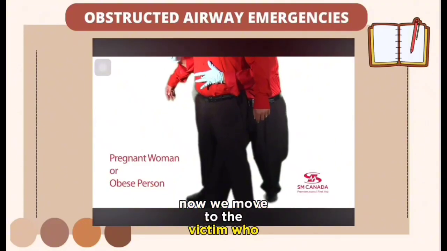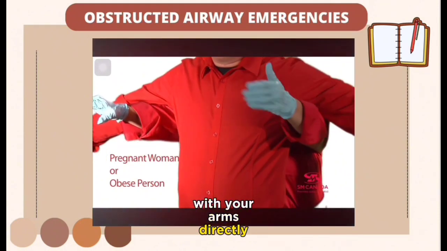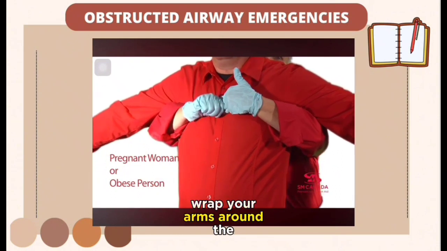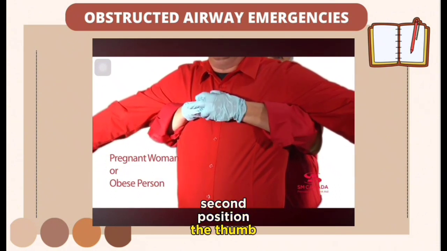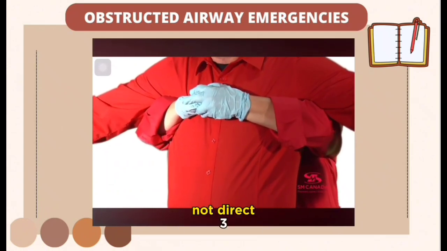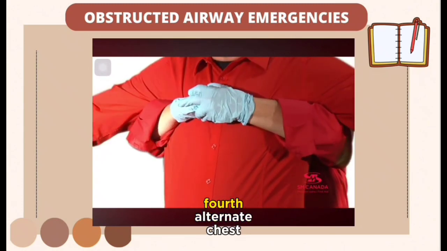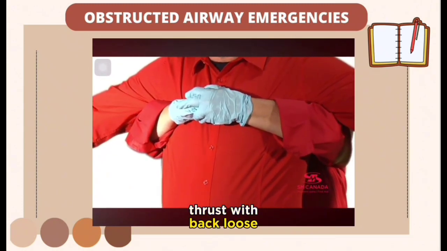Now we move to the victim who is a pregnant woman or an obese person. First, stand behind the victim with your arms directly under the victim's armpits. Wrap your arms around the victim's chest. Second, position the thumb side of your fist on the middle of the breastbone. Be sure you are on the breastbone, not the ribs. Third, grab your fist firmly with your other hand and thrust backward sharply. Fourth, alternate chest thrusts with back blows for the conscious victim.